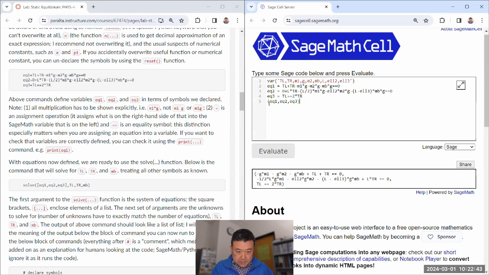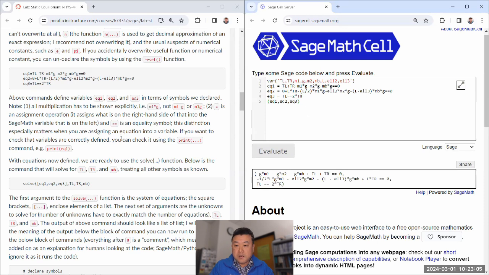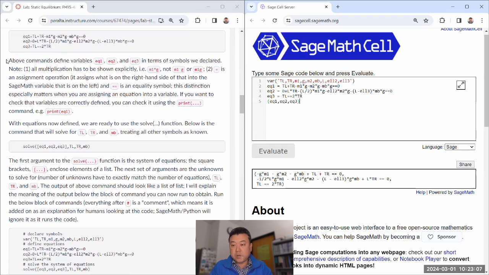So now I can see from printing this out that equation 1 is correctly defined as I typed in there. You might see some things reordered. That's totally fine. SageMath does its own bit of simplification. But what I see printed here is equivalent to the equations I've typed in. Okay, moving on. Above commands define variables equation 1, equation 2, and equation 3 in terms of symbols we declared.